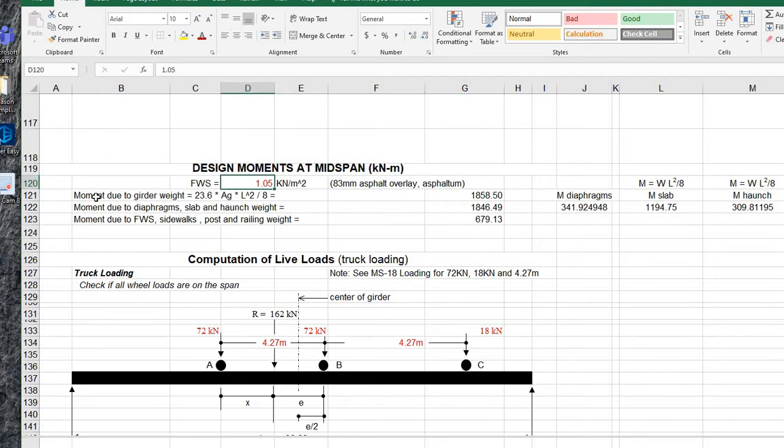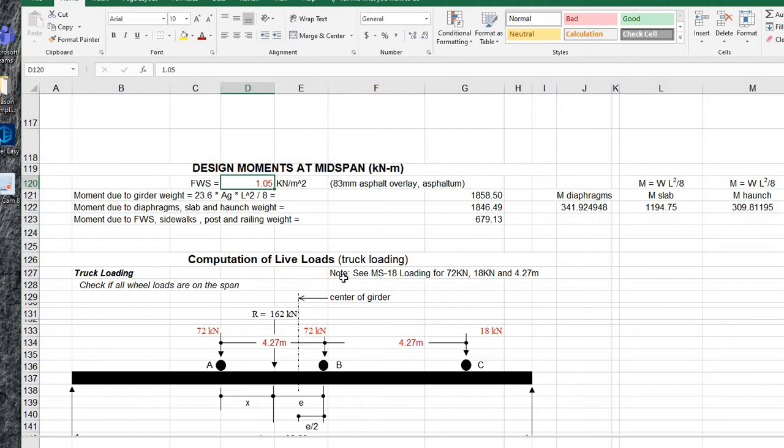Then moment due to girder weight, and then moment due to diaphragms, slab and haunch weight, then moment due to future wearing surface, sidewalks, post and railing weight. Take note, kasali na rin dito yung utilities. So all in all, parang ito yung dead load natin, tapos ito naman yung live load. Sa pag-compute ng live load, kinonsider natin yung truck loading na MS18.